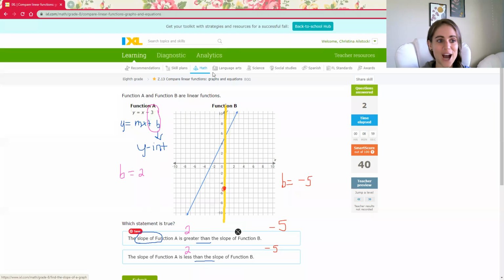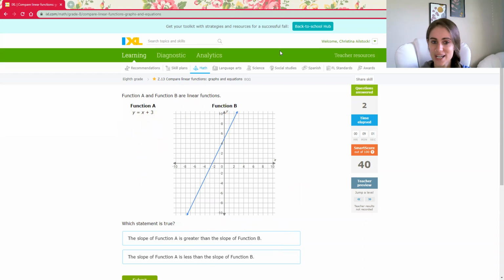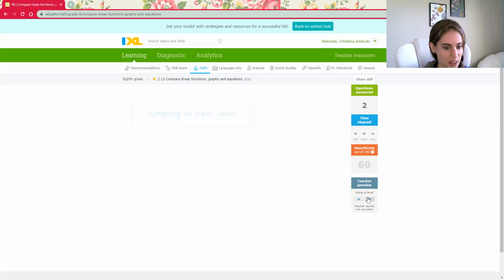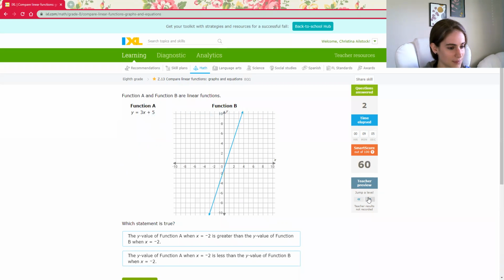Very good. All right, guys, we are going to do one more example together. Let's jump up another level. Remember, our goal is to always get to a SMART score of a 60, because that is the minimum SMART score to get a passing grade in the grade book. It would be obviously great to get higher than that, but at minimum, we need a 60.